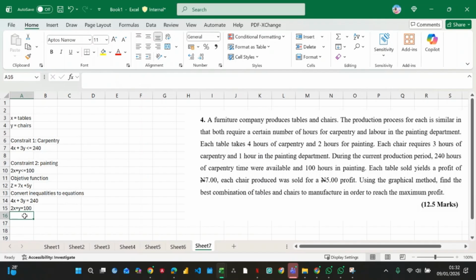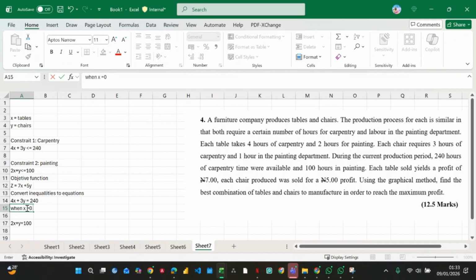The next thing we want to do is find the intercept for each constraint. That is when we start saying when y is zero, x is equal to this. Do you get? So we want to look at the intercept.